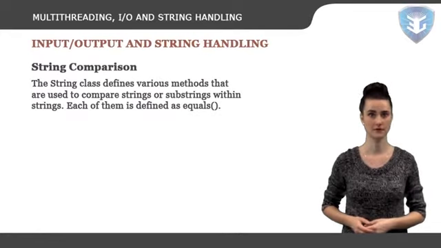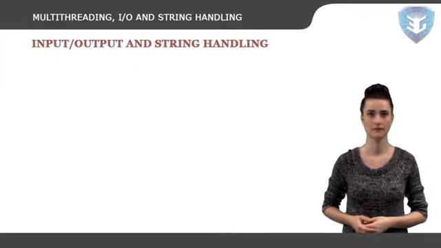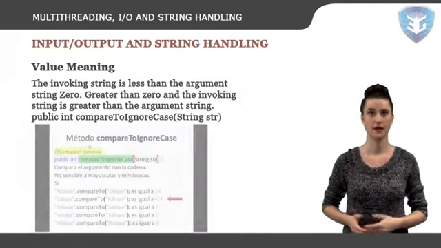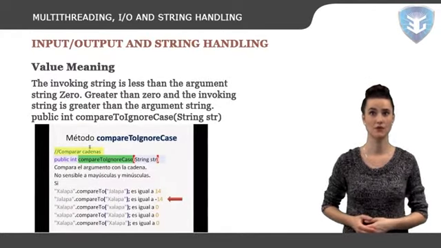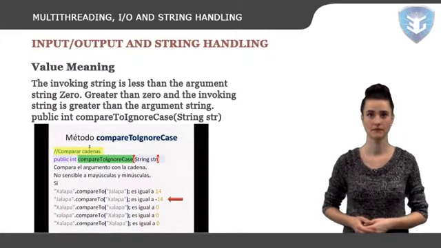String comparison. The String class defines various methods that are used to compare strings or substrings within strings. The first of them is the equals method. The equals method is used to check whether the object that is passed as the argument to the method is equal to the string object that invokes the method. Value meaning: less than 0, the invoking string is less than the argument string; 0, the invoking string and the argument string are the same; greater than 0, the invoking string is greater than the argument string.